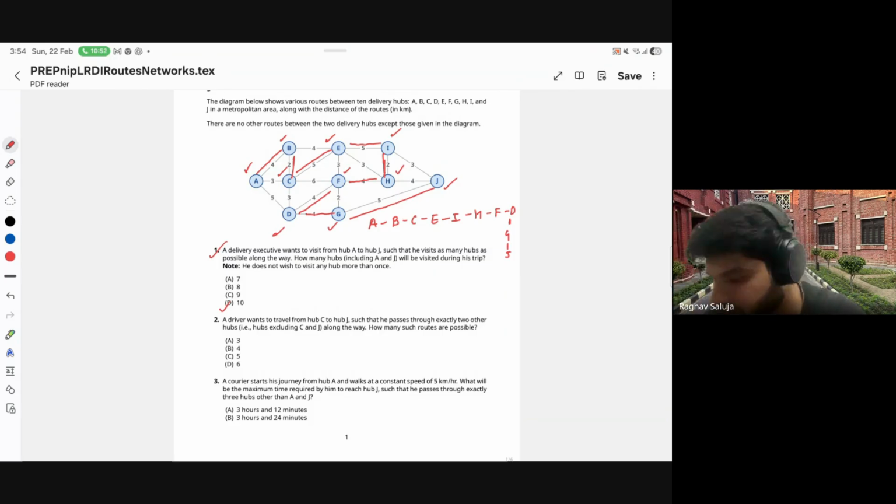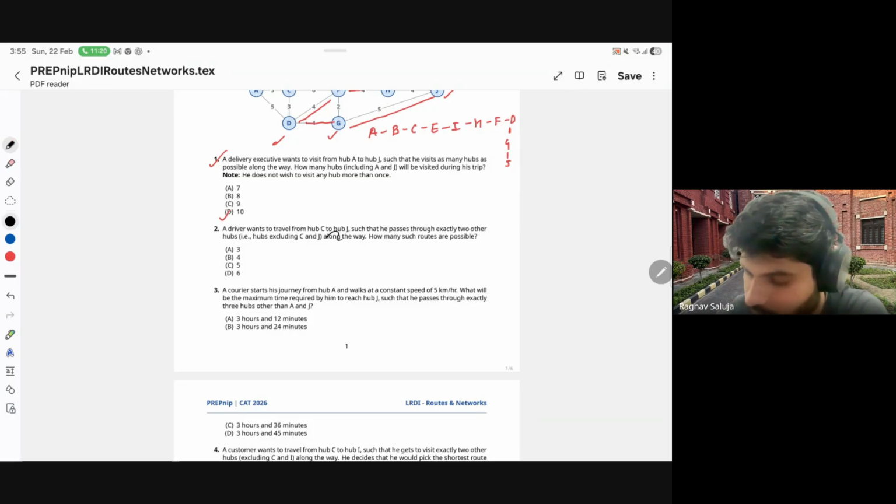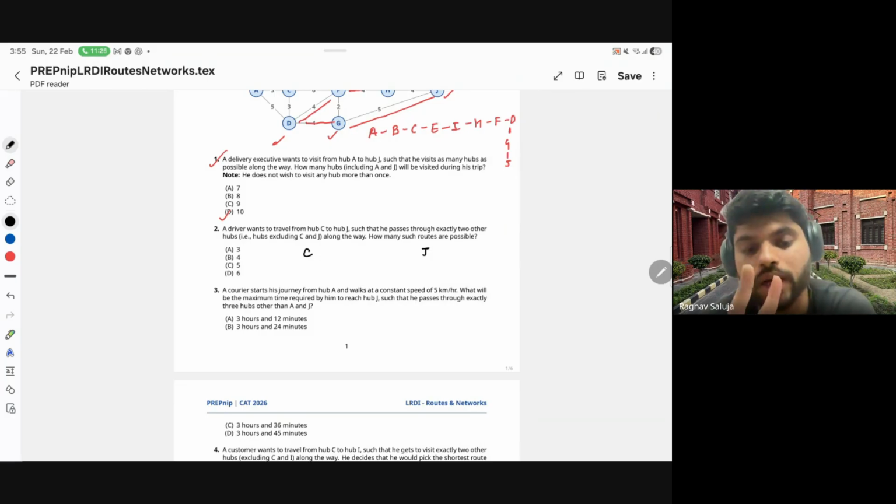A driver wants to travel from hub C to hub J such that he passes through exactly two other hubs. Exactly two other hubs, that is hubs including C and J along the way. How many such routes are possible? This means rider wants to go from C to J and he has to pass through exactly two other hubs.